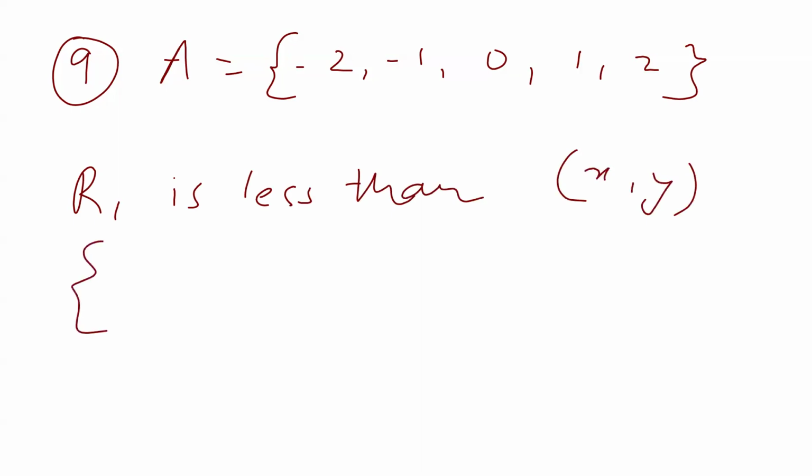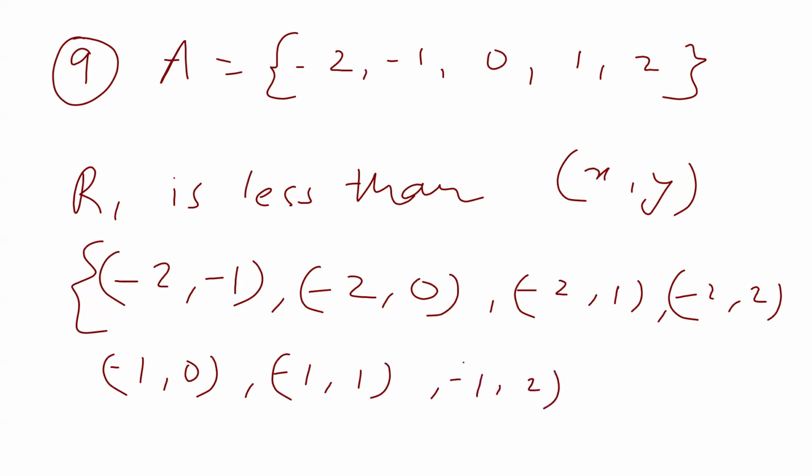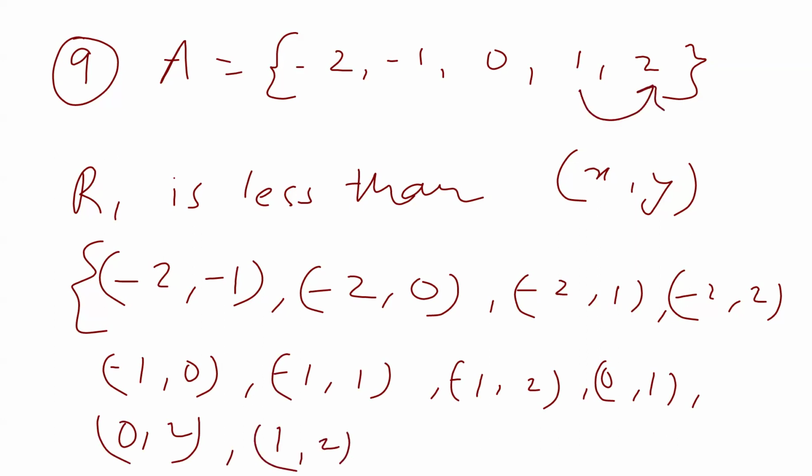So -2, R1. I'm just writing R1. -2 is less than -1, 0, 1, 2. Then -1 is less than 0, 1, 2. Then 0 is less than 1, 2. And then 1 is less than 2. Now we cannot start with 2 because 2 is not lesser than any other object in the given set. So this is the required relation.